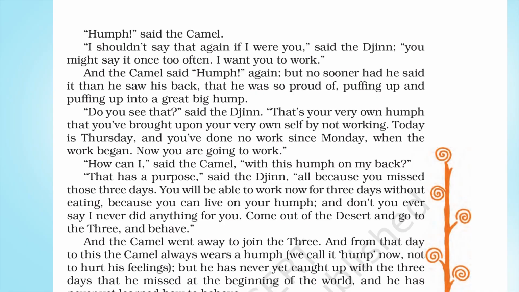Here, the Jinn tries to tell the camel that it is the only animal which has not worked for a long time, as a result of which whatever it has consumed in these 3 days has not been utilized and has been stored in the hump. That is why the Jinn says, now that you have to go and work with the other animals, you can utilize whatever has been stored in your hump for the next 3 days.